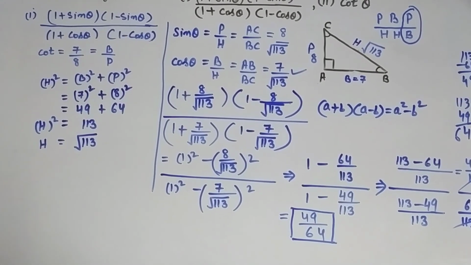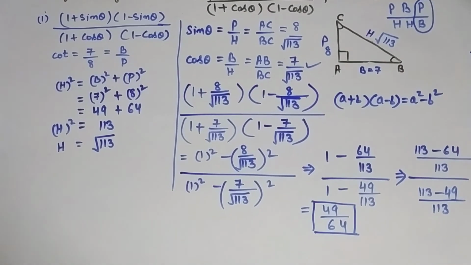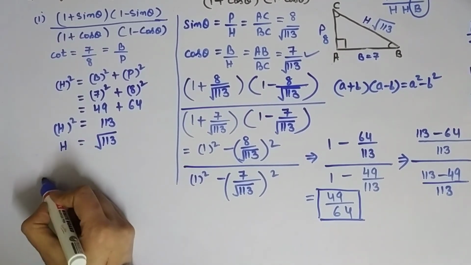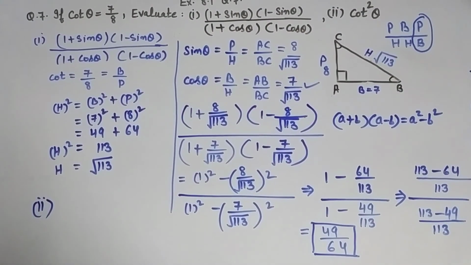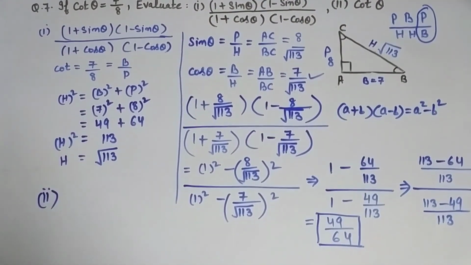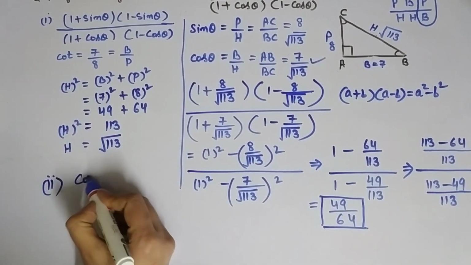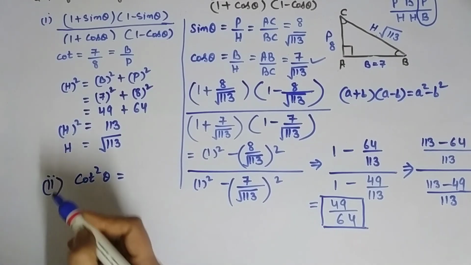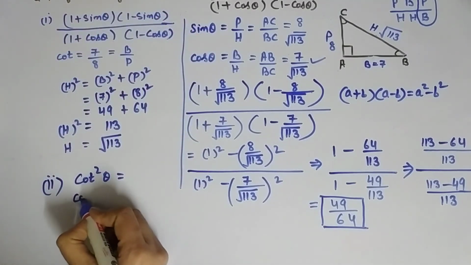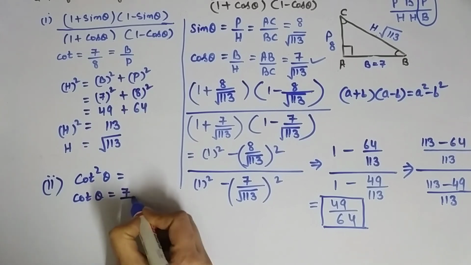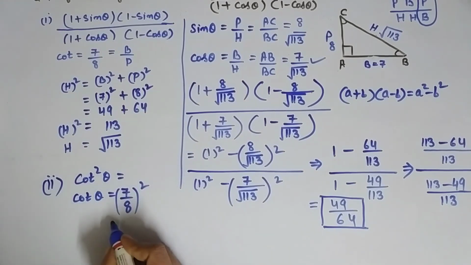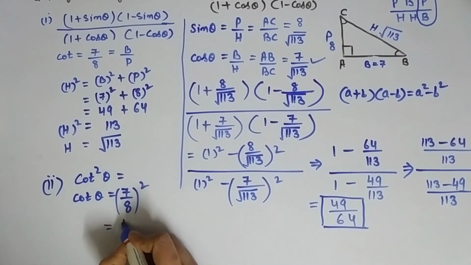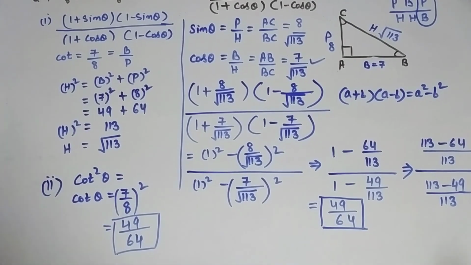Now we will solve the second part. In the second part we have cot square theta. In the question we are given the value of cot theta, that is 7 upon 8. So cot square theta will be 7 upon 8 square, and it will be 49 upon 64. So this is the answer of the second part.